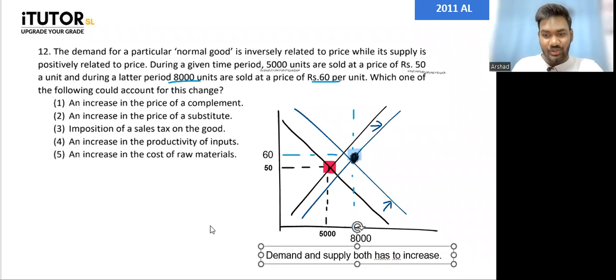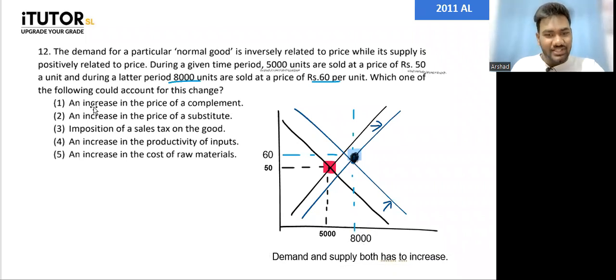Now, can you go through the answers and tell me which of these answers talks about maybe an increase in the demand and an increase in the supply? Which one of the following could account? There is no complete answer, no? 5,000 became 8,000, so demand has to increase. Okay, we'll go one by one.